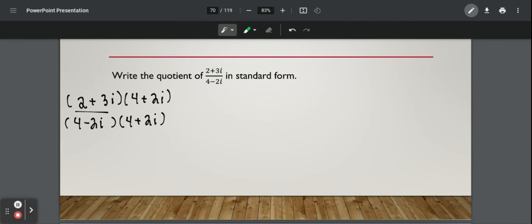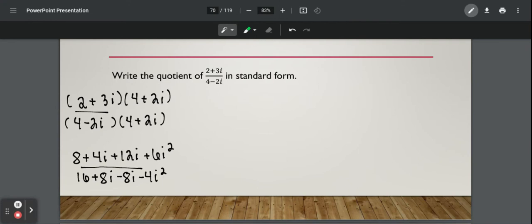So when we FOIL out the numerator, we get 8 plus 4i plus 12i plus 6i squared. And when we FOIL out the denominator, we get 16 plus 8i minus 8i minus 4i squared. So remember, this plus 6i squared is like saying minus 6. This minus 4i squared is like saying plus 4. So if we simplify that, we get 2 plus 16i over 20.